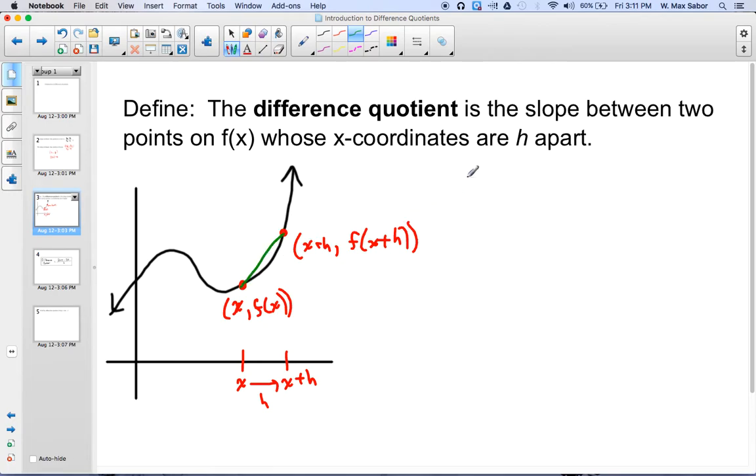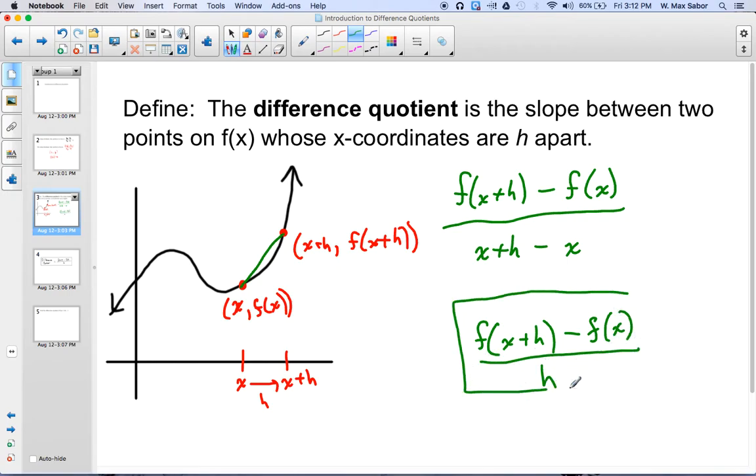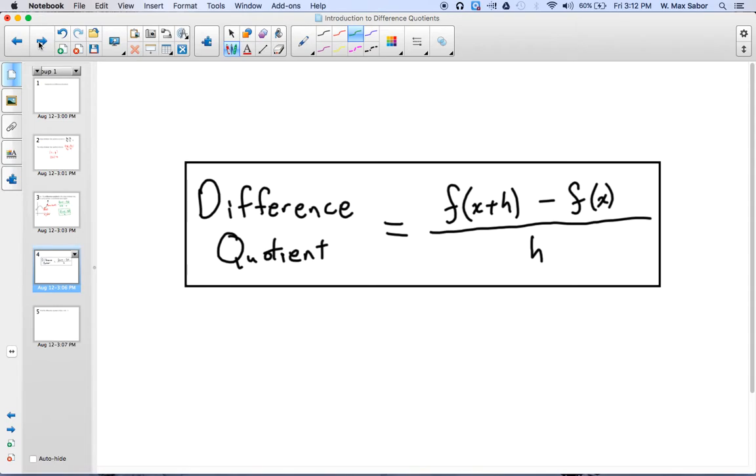Well, that's what we just did on the previous slide. We say that it's y2 minus y1 over x2 minus x1. And we can simplify this. The numerator we can't simplify, but the denominator can be simplified because there are like terms. Specifically, the x's will cancel out, and we'll be left with this. This is the derivation of a difference quotient, and you should memorize that the difference quotient is f of x plus h minus f of x over h.